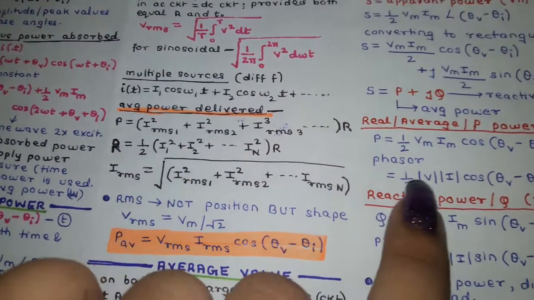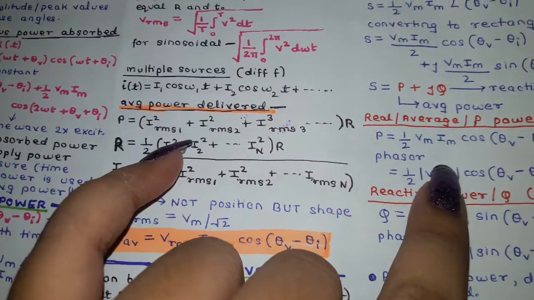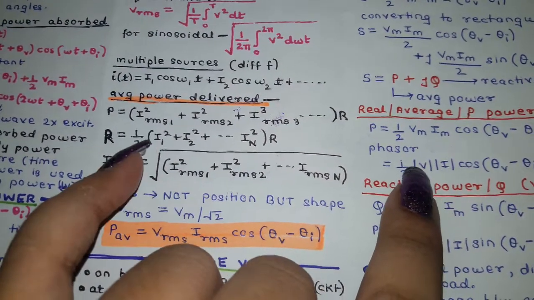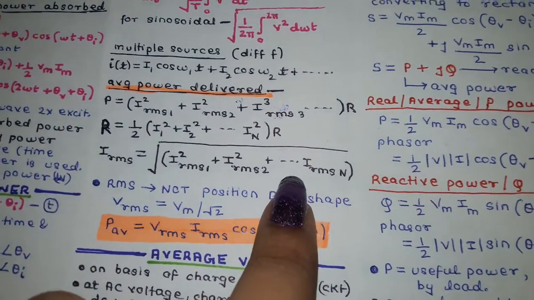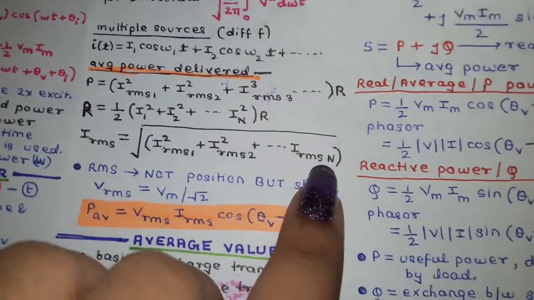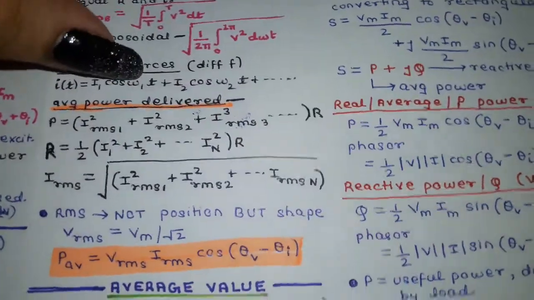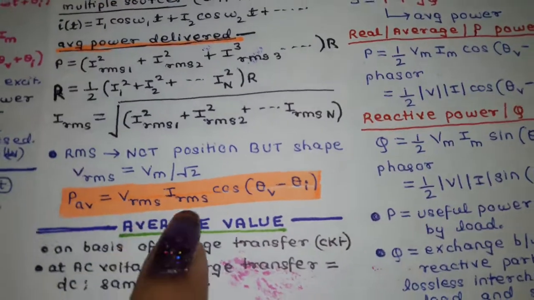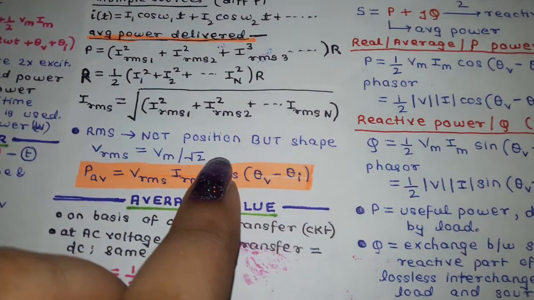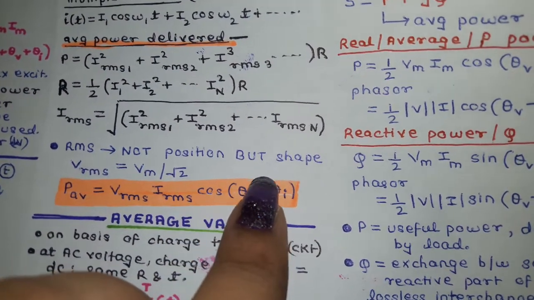Okay, let's talk about average power delivered. It is given by this formula, this formula, this formula, depending upon what is the nature of the numerical you are going through. Okay, the data provided in the numerical. Let's talk about RMS. It doesn't depend on position but rather depends on the shape of the waveform.